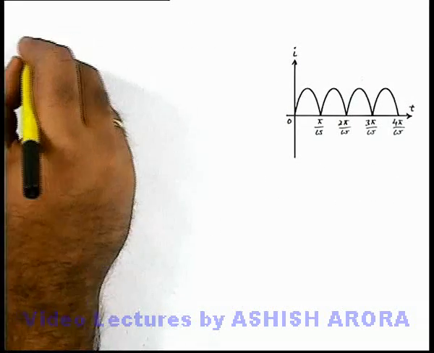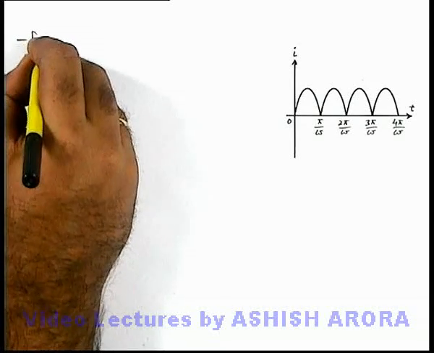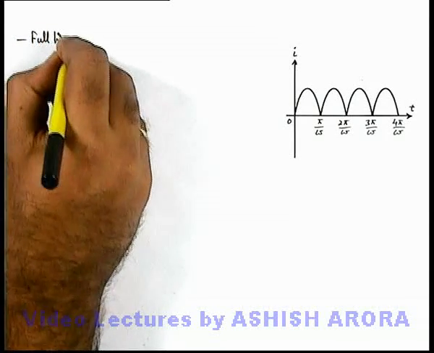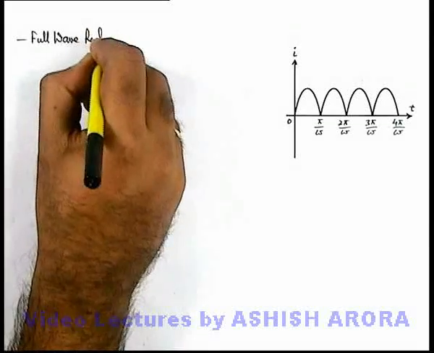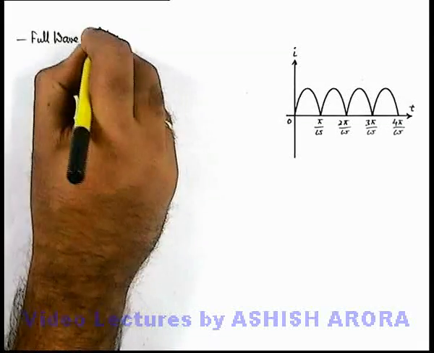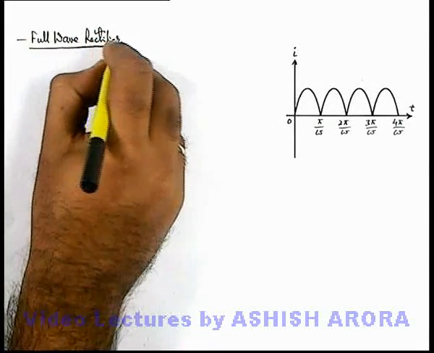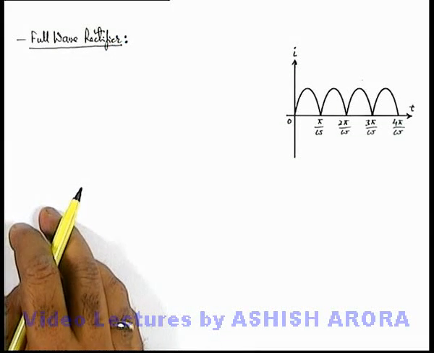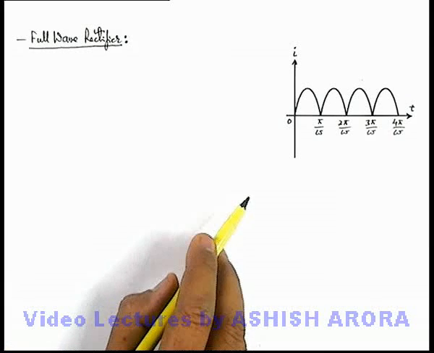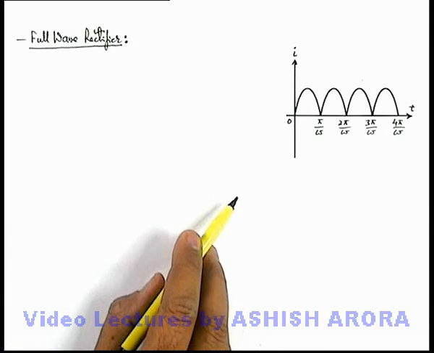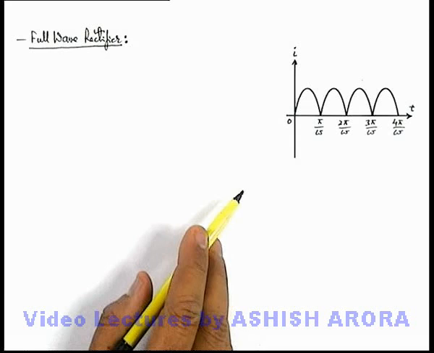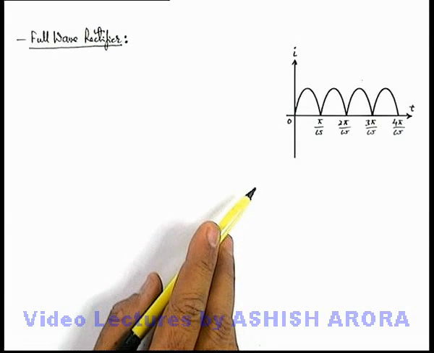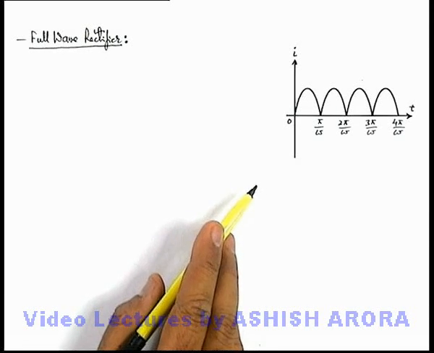Let us calculate the RMS value of current in the output of a full wave rectifier. For a full wave rectifier, we know that the output is a pulsating unidirectional voltage for all half cycles of the AC. This picture gives you the idea about how current varies with time in the output of a full wave rectifier, which we already discussed.